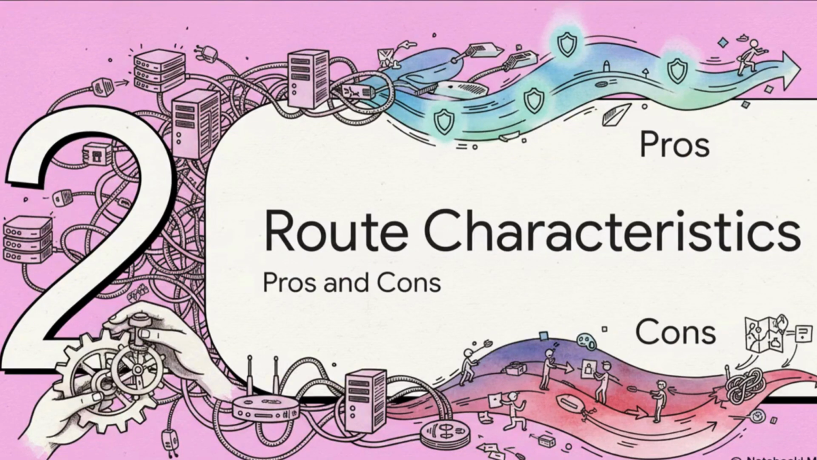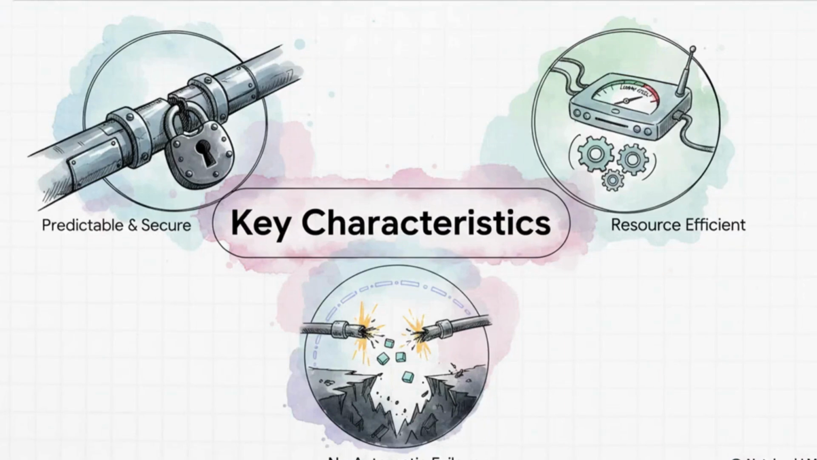Moving on to Section 2, Key Route Characteristics. Now, you might be wondering, if it requires so much manual effort, why on earth would an administrator actually choose to wield this level of control? Well, the crucial point is understanding the trade-offs. First off, static routing is incredibly predictable and highly secure. Because you are completely hard-coding the routes, the traffic follows exact, predetermined paths. There are absolutely no surprises here.